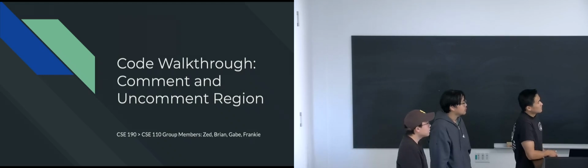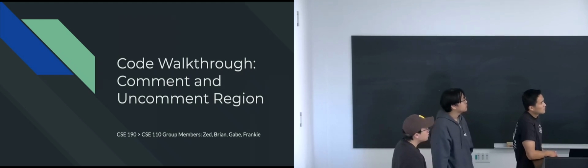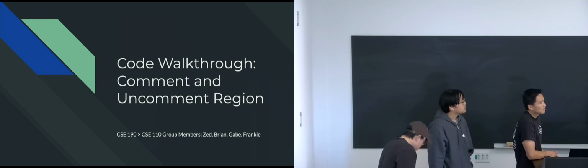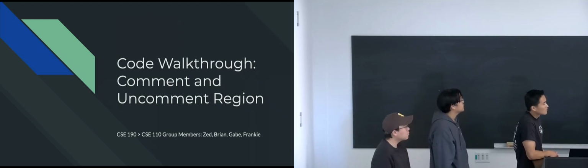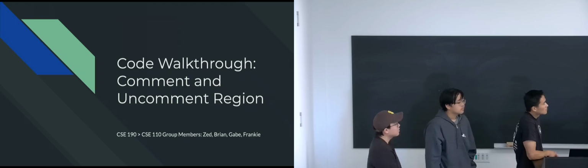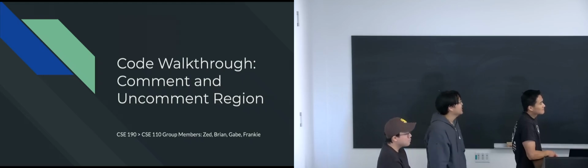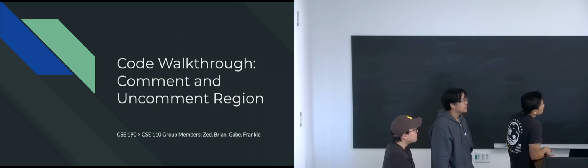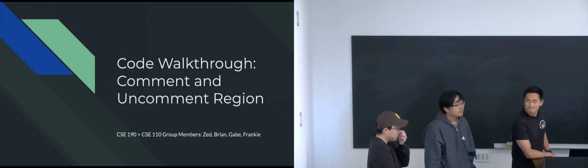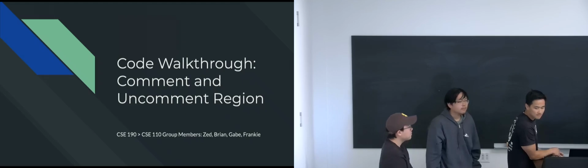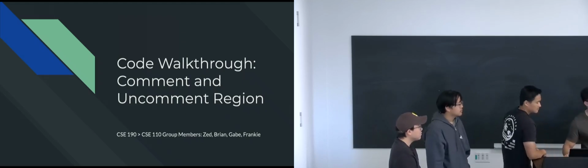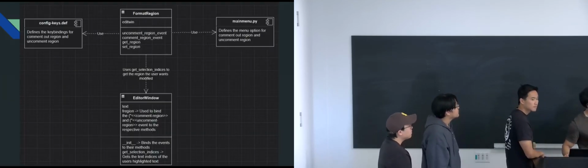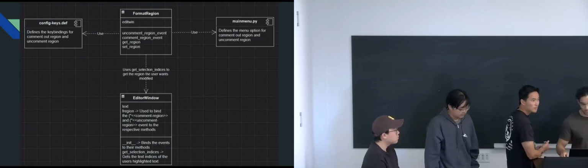The feature that we're covering is comment and uncomment region. I'm sure most of you probably know what that is. Our group name is CSE 190 better than CSE 110. My name's Ed. This is Brian. This is Gabe. So yeah, we're gonna start off with the UML diagram, and we'll demo the feature later.